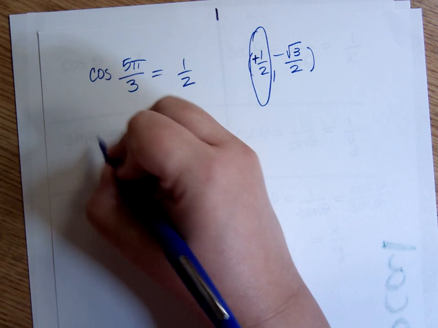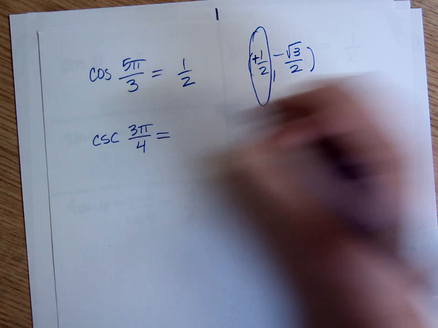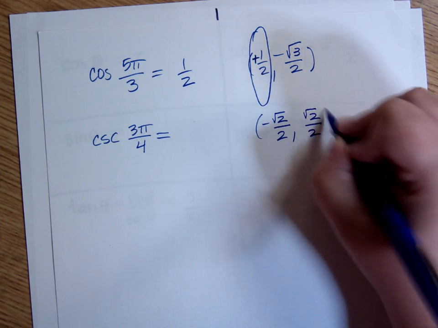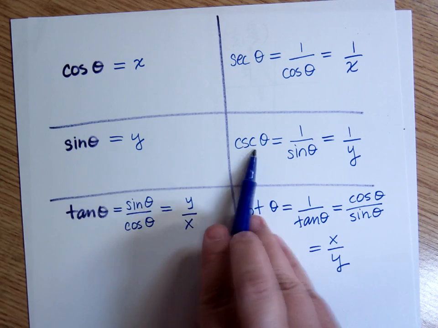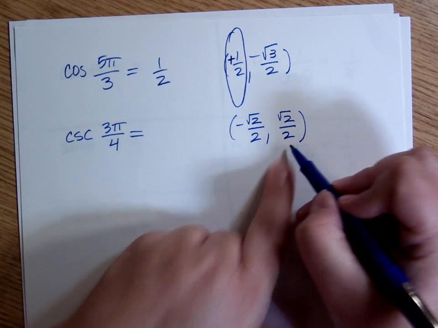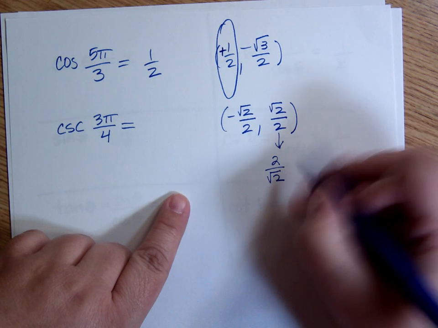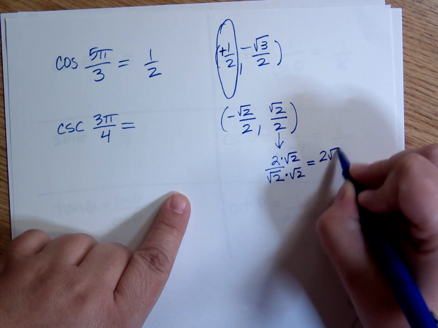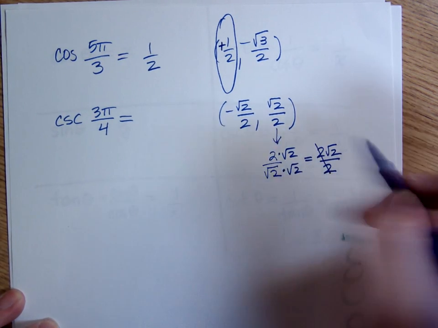Next one, cosecant of 3 pi over 4. When we figured out where that was, the coordinates of that point were negative square root of 2 over 2, positive square root of 2 over 2. For cosecant, I have to know that cosecant goes with sine. It's the reciprocal of the sine. Here's the sine, so I'm going to take the reciprocal of that, which means flip it over. But we can't leave it like that. It's not rational, so I have to rationalize the denominator, and when I do that, here's what I get. I'm still not done because 2 over 2 cancels. This is my answer.